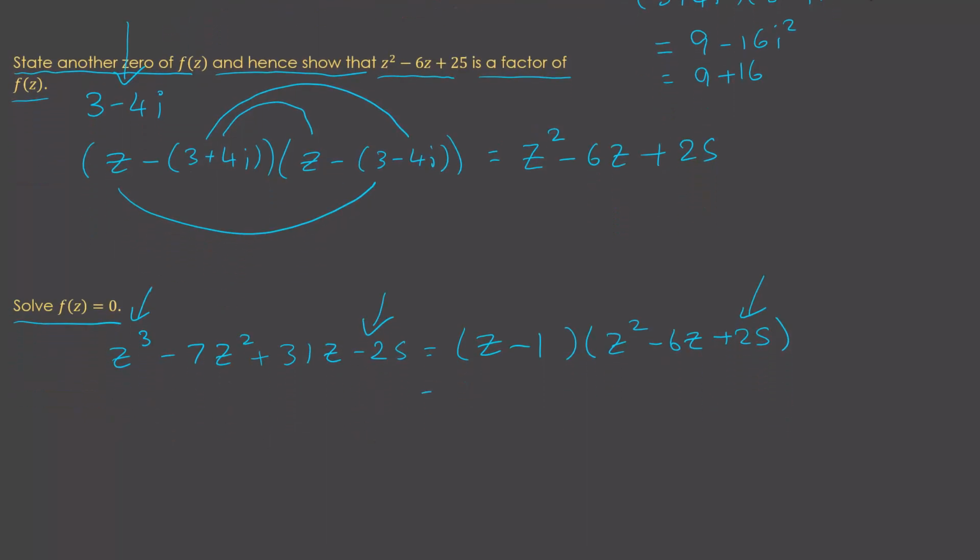And so we know fully factorized this is z minus 1, z minus (3 plus 4i), and z minus (3 minus 4i). So if we're solving that equal to 0, we get z equals 1 and 3 plus or minus 4i.